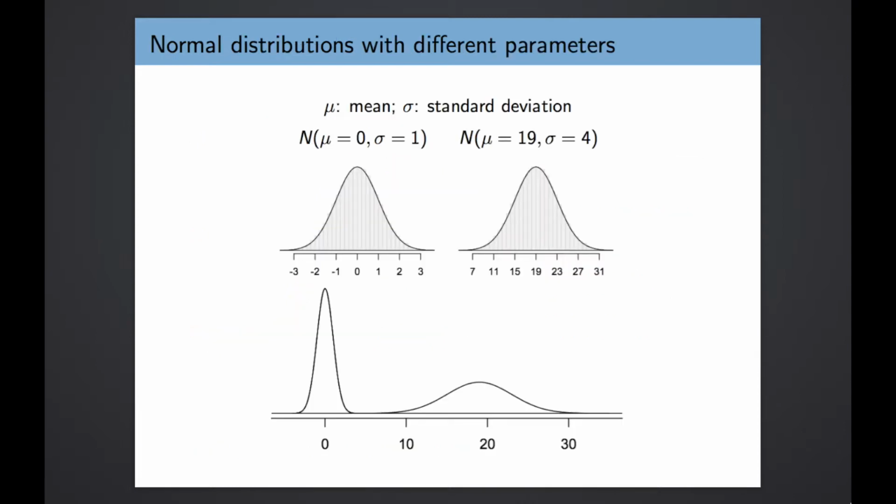Let's move on and talk a little bit about what normal distributions with different parameters look like. So again, the parameters of a normal distribution are the mean and the standard deviation. These tell us how the distribution is centered and how it is spread out.